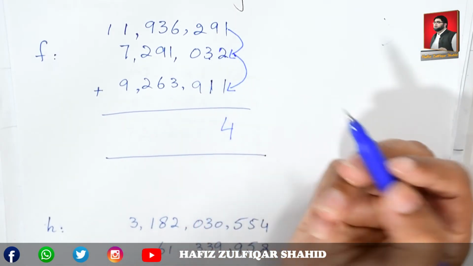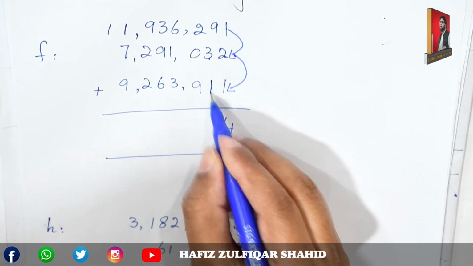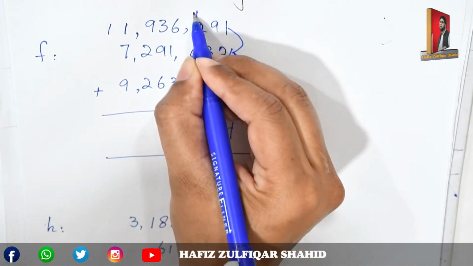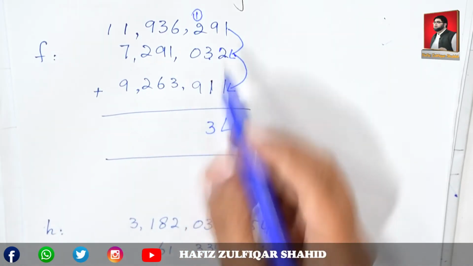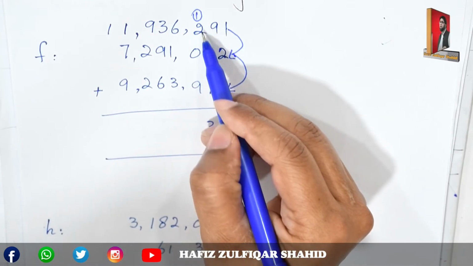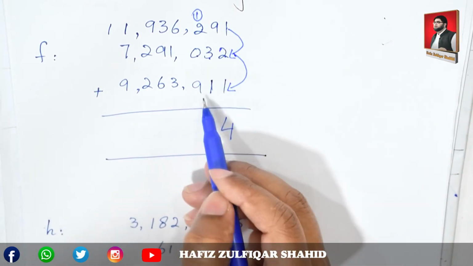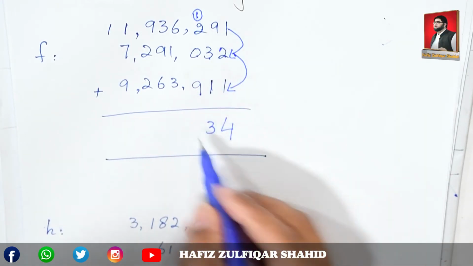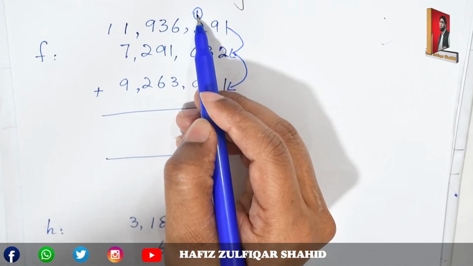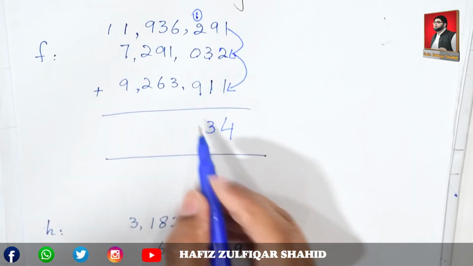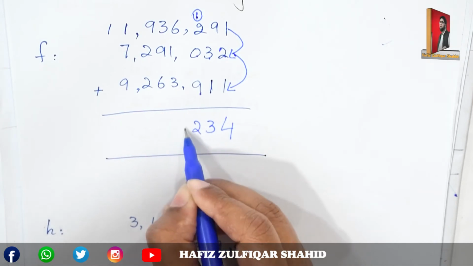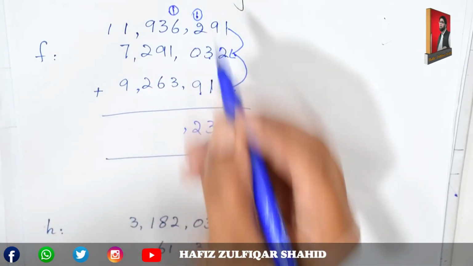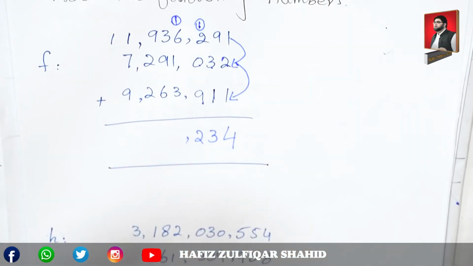9 and 3, 12. 12 and 1, 13. Write 3 in the answer. Take 1 carry to the next digit. 2 and 0, 2. Add 9. It will be 11. Then in the last add the circled digit which is 1. 12. Write 2 in the answer and shift 1 to the next digit as a carry digit.